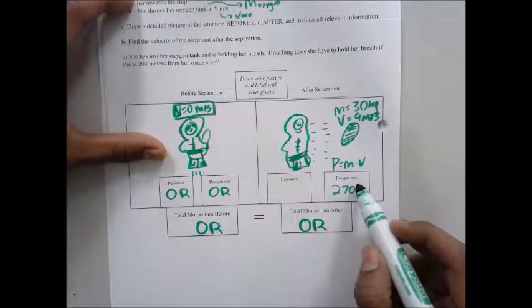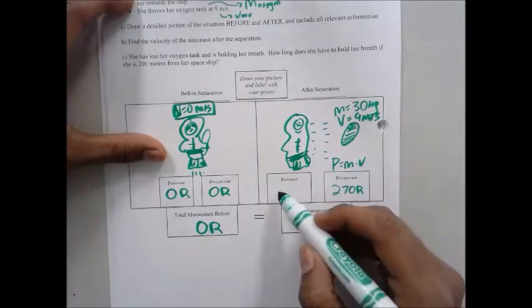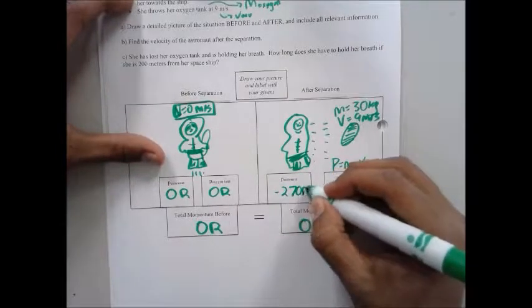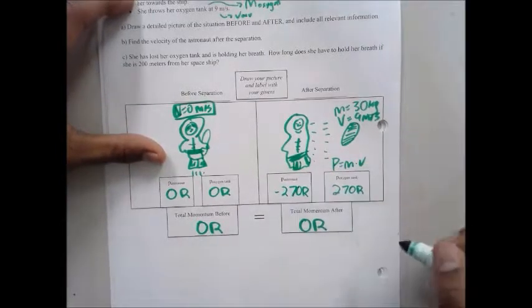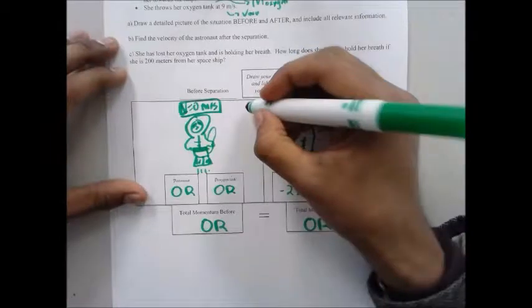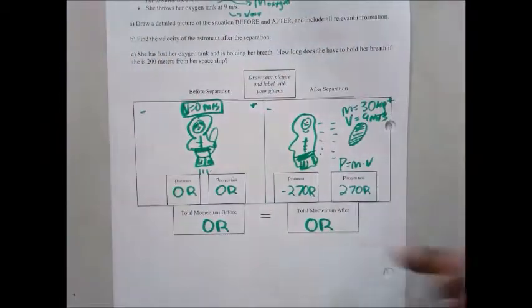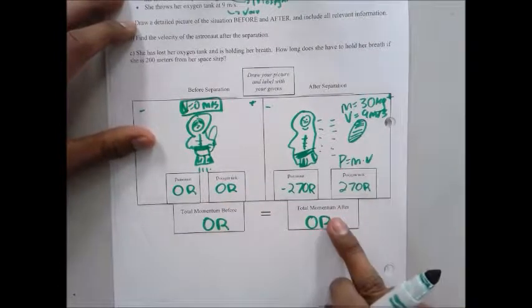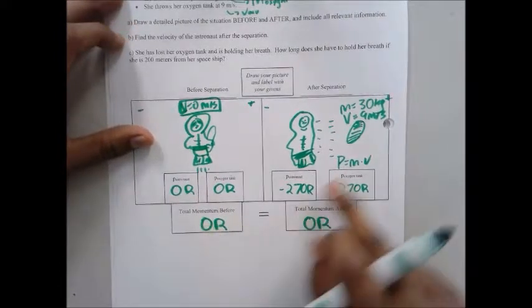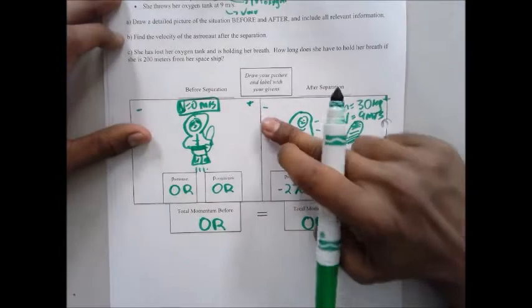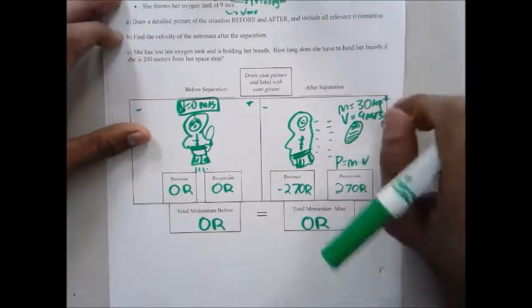In order to get a total momentum of 0, whatever this momentum is, the astronaut has to have the exact opposite momentum. That's the only way this works, if these two added together are going to be 0. Remember, adding these two numbers is always how you find the total before or after, but the difference is sometimes if you have an object moving to the left, it'll be negative. Sometimes if you have an object moving to the right, that'll be positive.